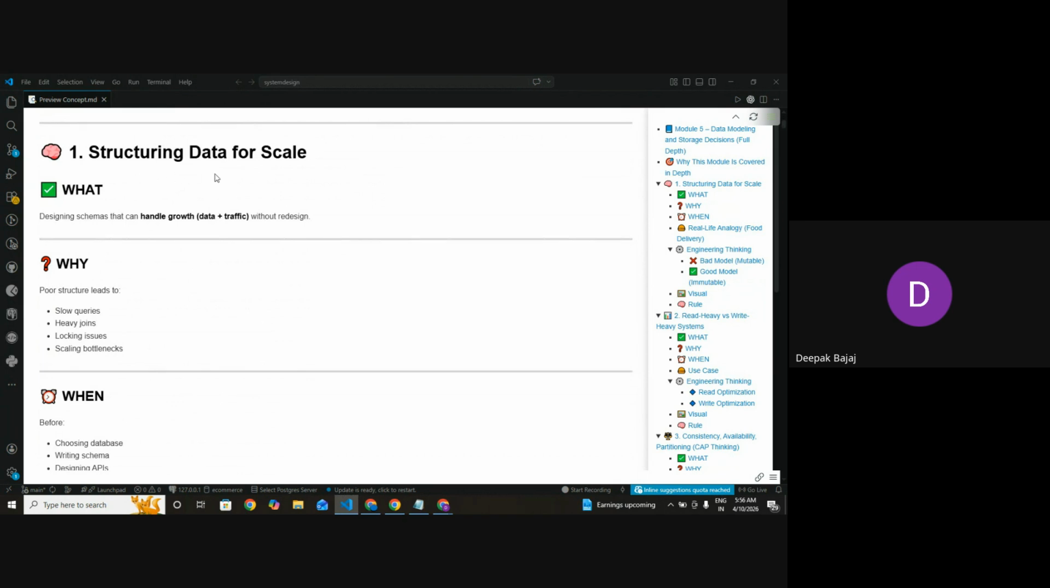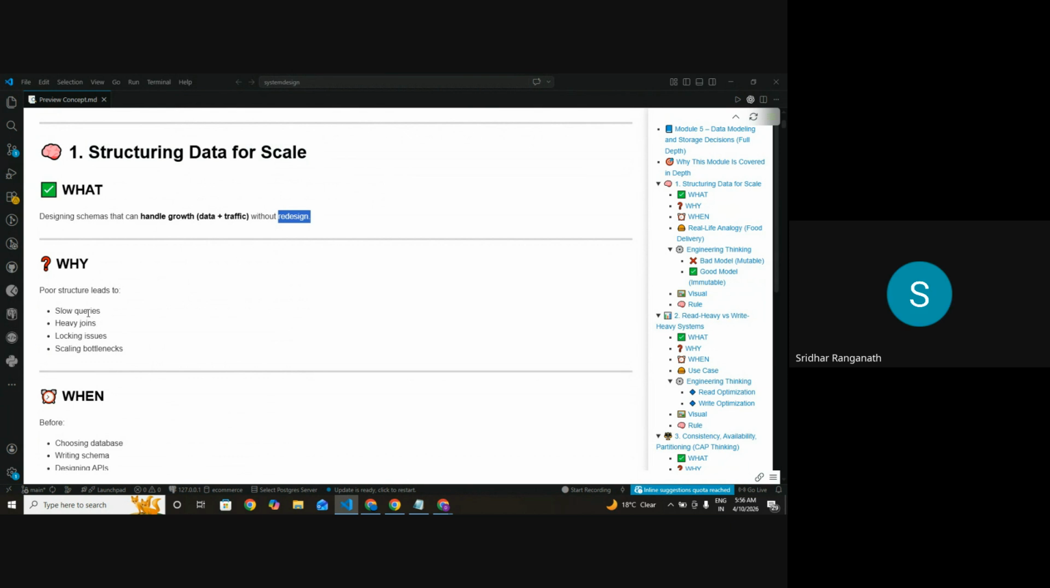So, structuring first, we discussed this. Now we are going through the theory part. Designing a schema that can handle growth, data plus traffic, without rewriting. That's most important.